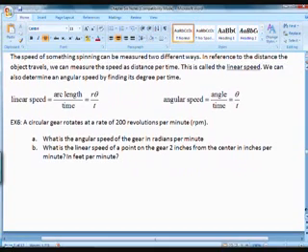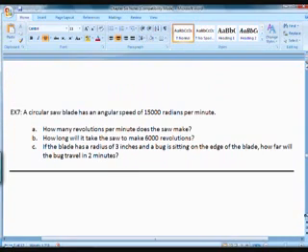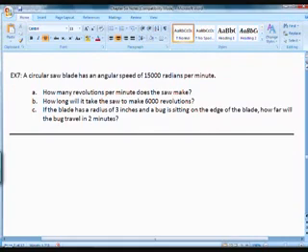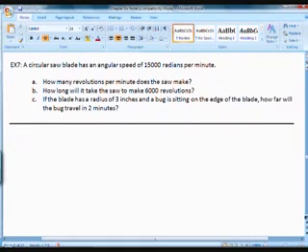And I believe the last problem. Circular saw blade. Look at your RPMs on saw blades next time you go in Lowe's and Home Depot. These things spin fast. A circular saw blade has an angular speed of 15,000 radians per minute.